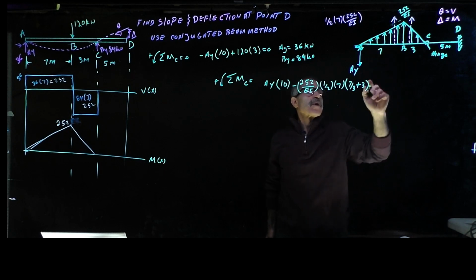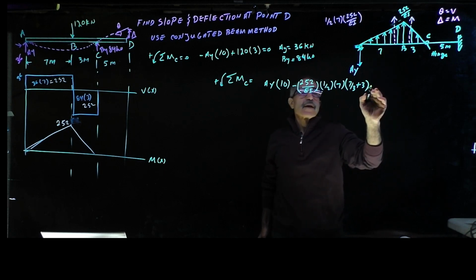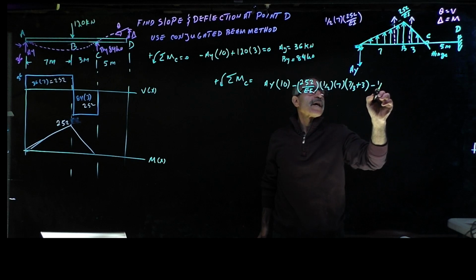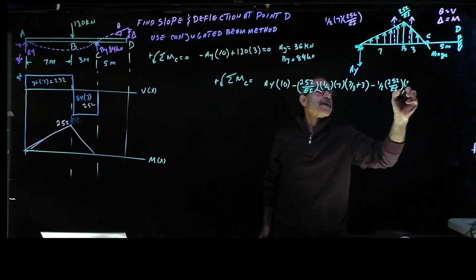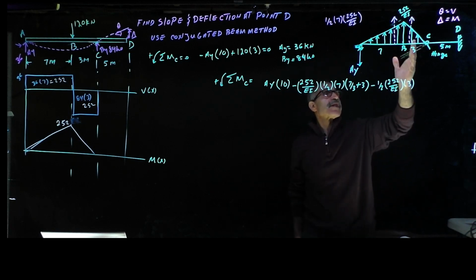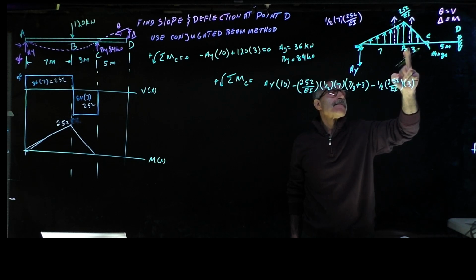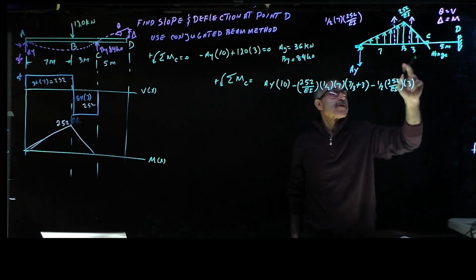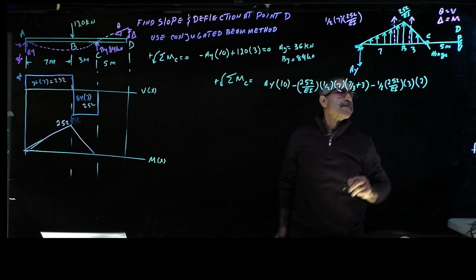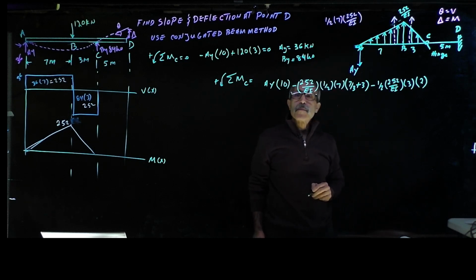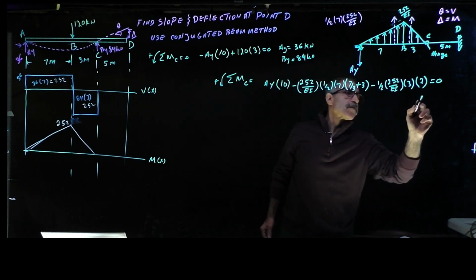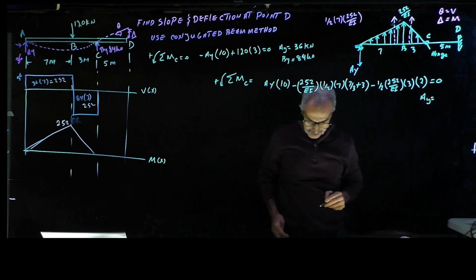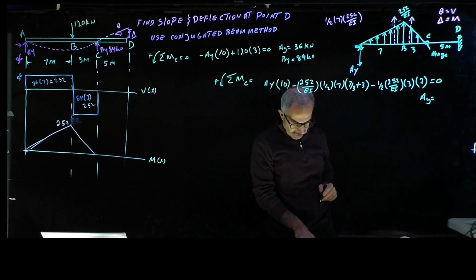And then I've got to have this one. It's going to be minus, I lied, minus 1/2 times 252 divided by EI times 3, and 1/3 of the distance from here makes it 2/3 of 3, so it's going to be 2. That is equal to 0. So AY comes out to be, let me calculate that. See, I got the right number, I think I do.